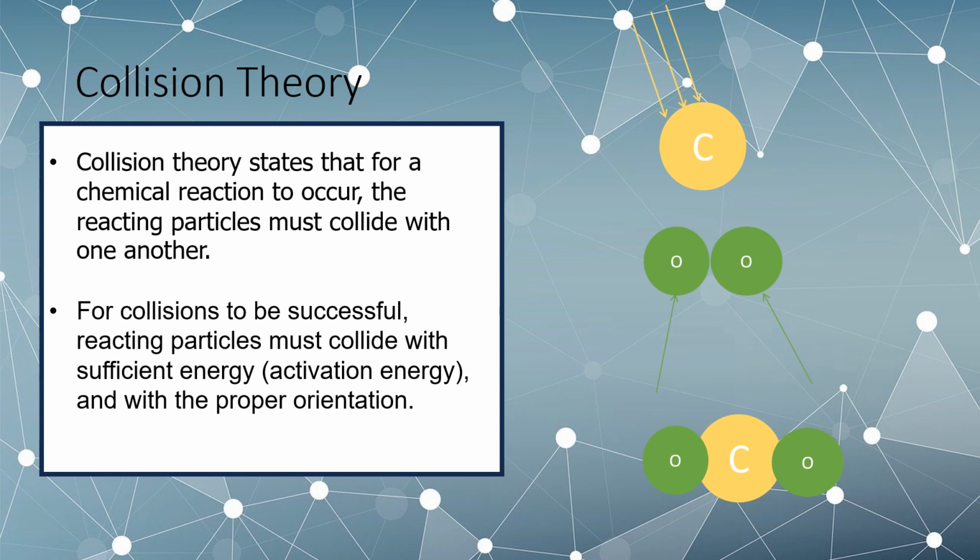The collision theory states that for a chemical reaction to occur, the reacting particles must collide with one another. For collisions to be successful, reacting particles must collide with enough energy, called the activation energy, and with the proper orientation, meaning they must orientate themselves correctly and collide correctly with enough energy to react fully.